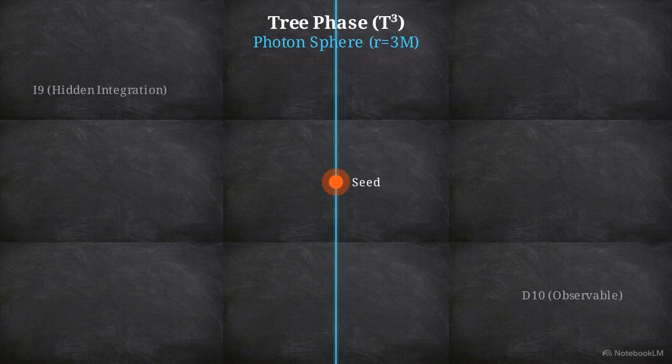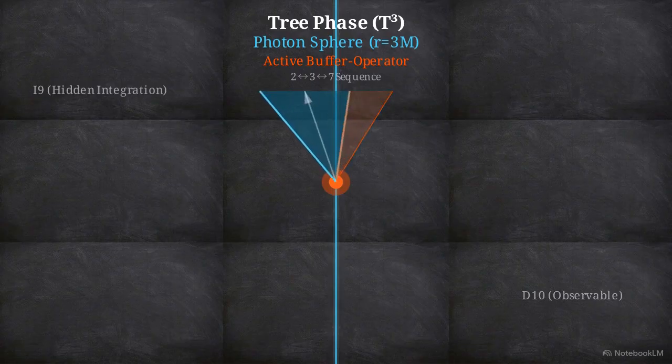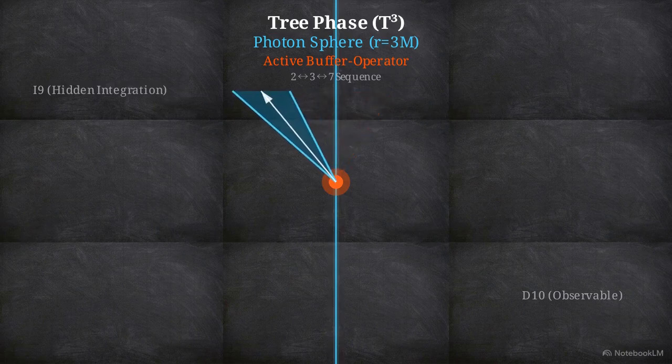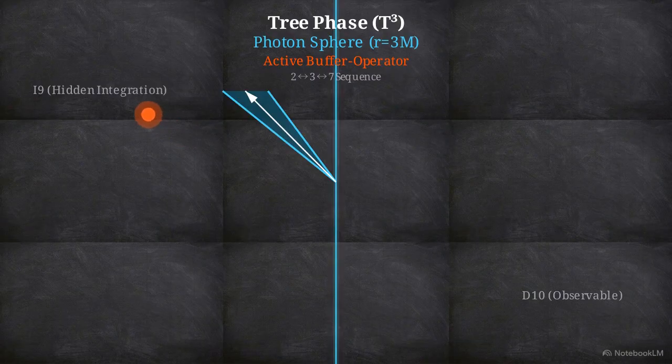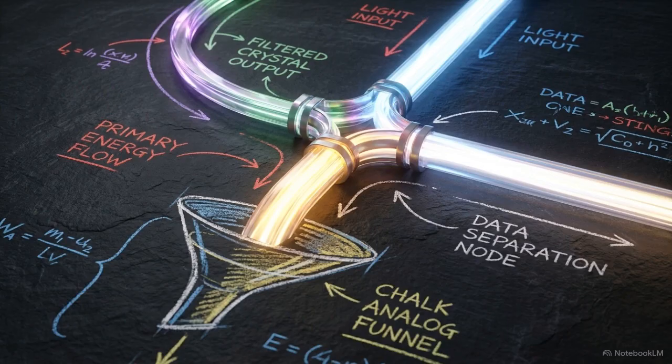This region corresponds to the tree phase, the active buffer operator within the sequence. Here, at the Causal Bifurcation sphere, light cones tilt past the vertical, effectively narrowing the set of possible future trajectories. The Photon Sphere functions as a traversal operator, dividing paths between escape and capture, and driving the seed toward total integration.